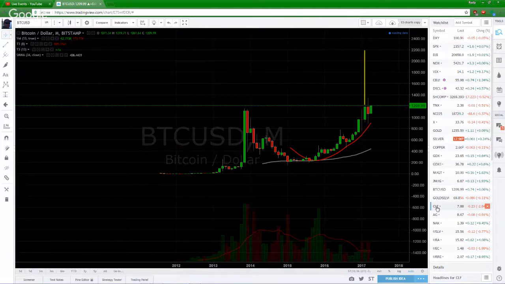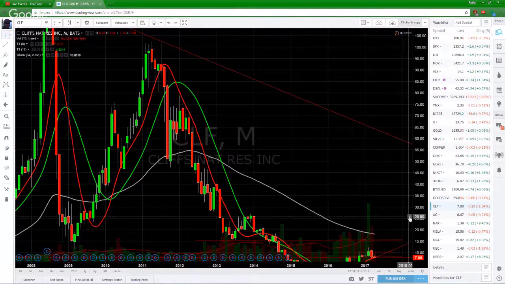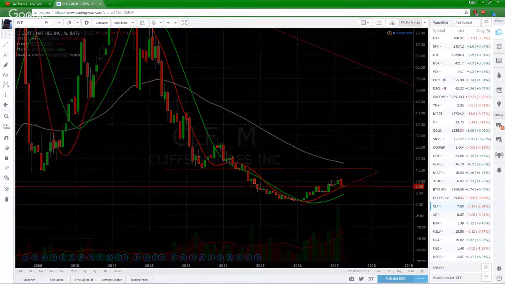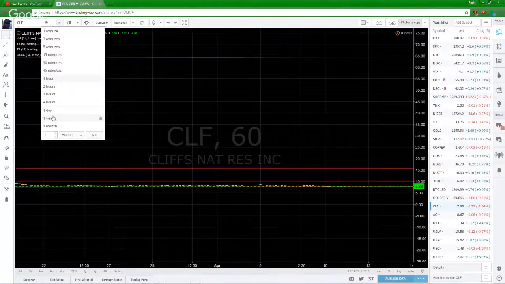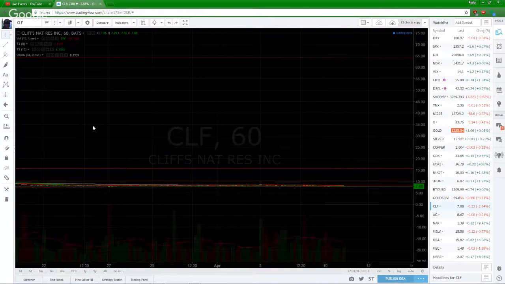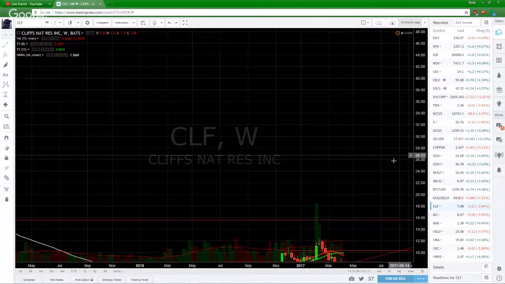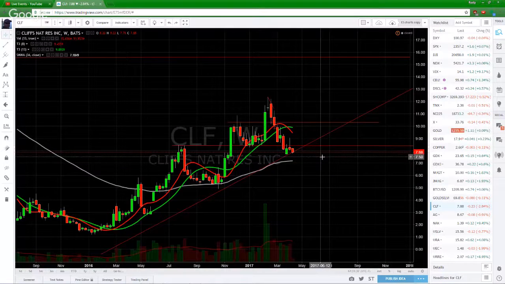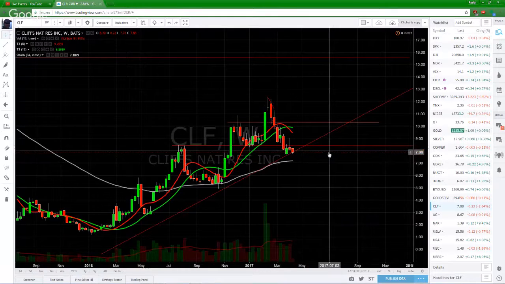Let's look at Cliff. Let's make sure we've got a bottom on Cliff. Cliff was my nice trading stock for a while. It's coming down into support again. Looks like it might take another leg into support. Looks like it might come into support again.